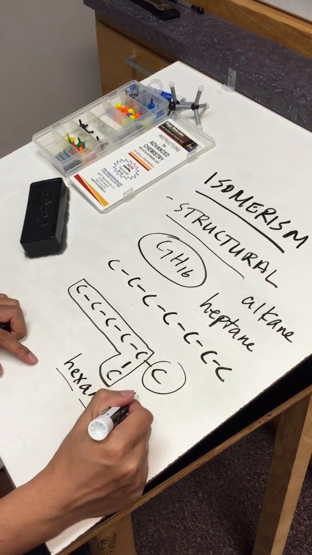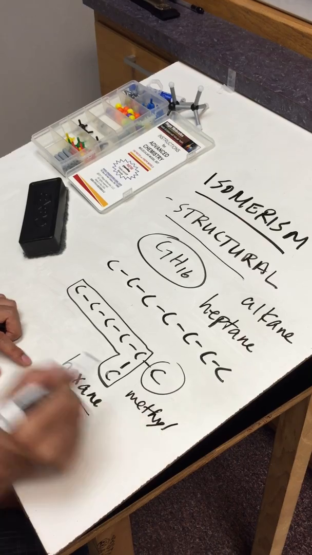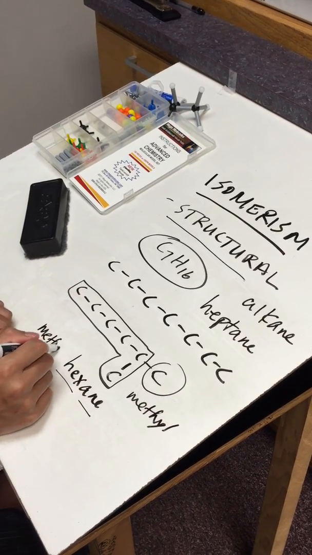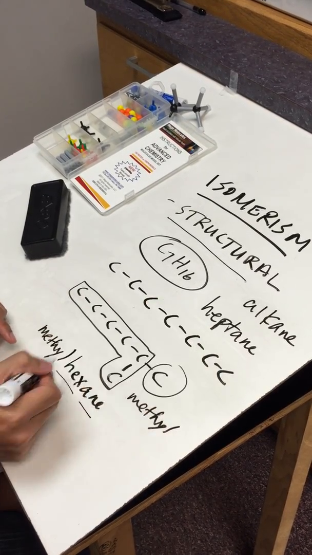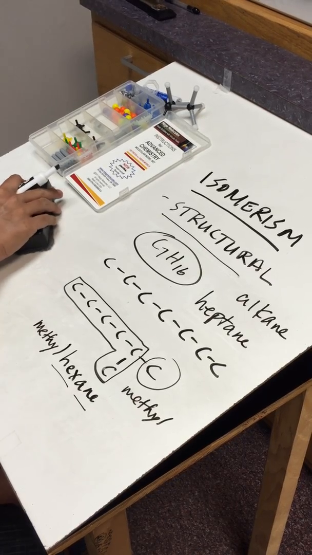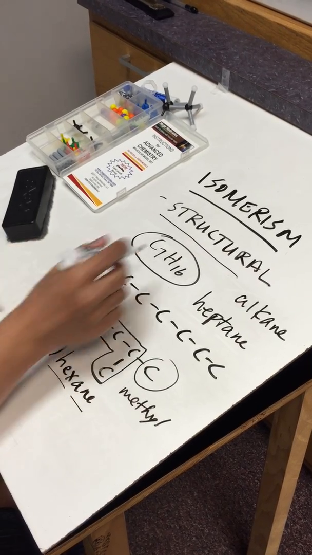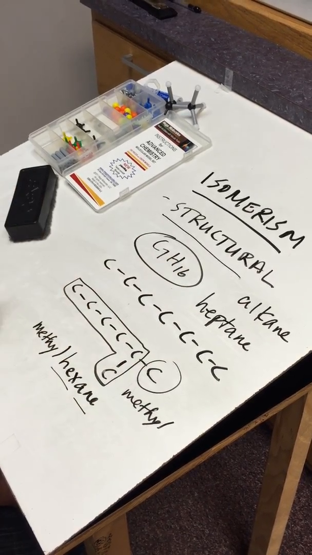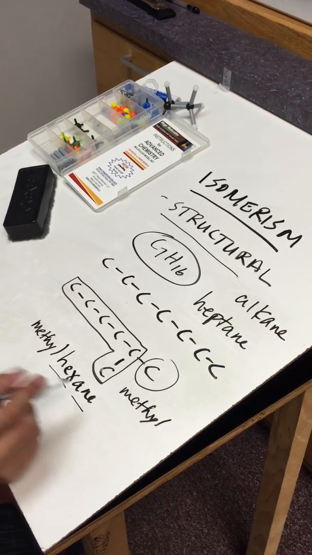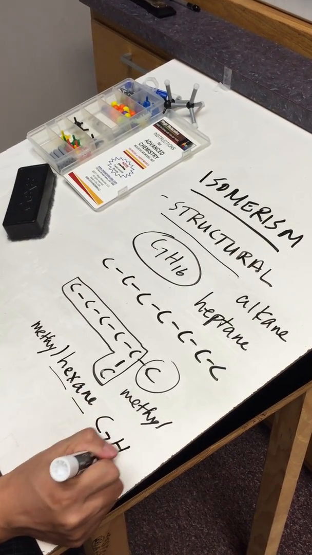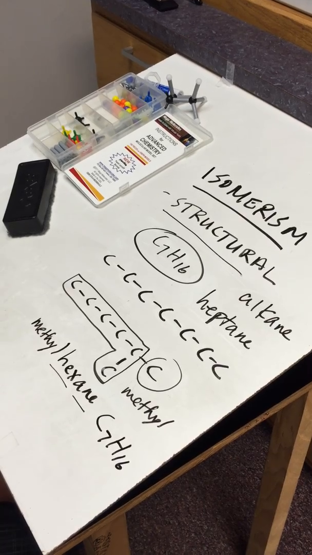And there's a methyl branch, so it's a methyl-hexane. These two are obviously two different compounds, and they are isomers because they both have the same number of carbon and hydrogen. This is also C7H16, but it's methyl-hexane.